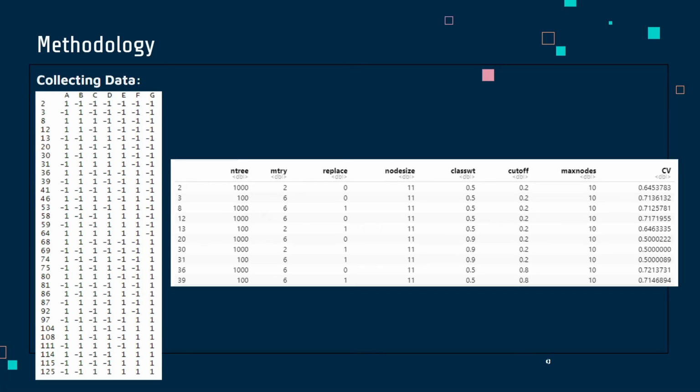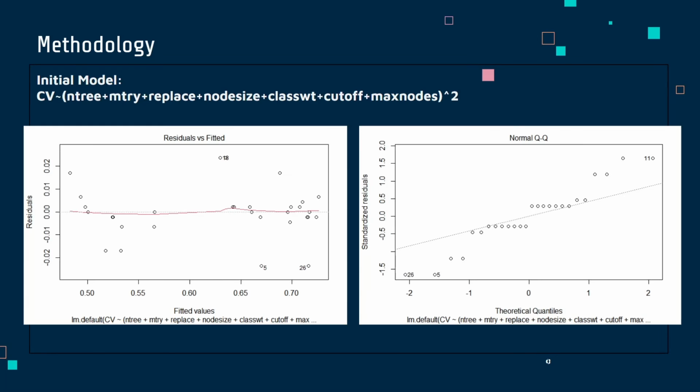After choosing the optimal design, we are going to collect our response variable. Our initial model includes all the main effects and all the two-factor interactions. There's no straight line in the QQ plot, so the model violates the assumption of normality.